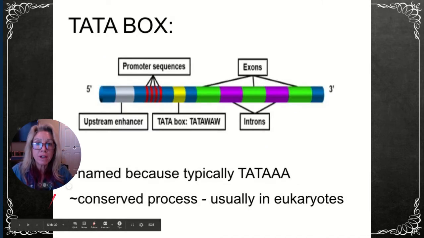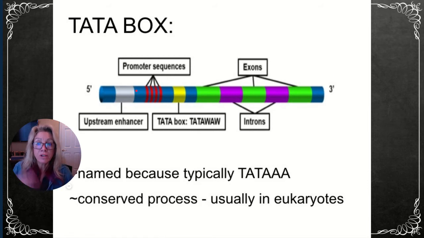Now, in eukaryotes, there is a conserved sequence. So that means you find it again and again in eukaryotes. And it is part of the promoter sequence called the TATA box that you see over and over again. And it's a series of bases on the DNA where it's just TATAAA. And you see that again and again and again.